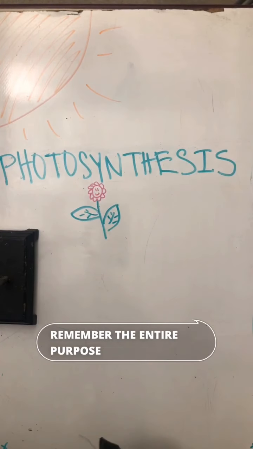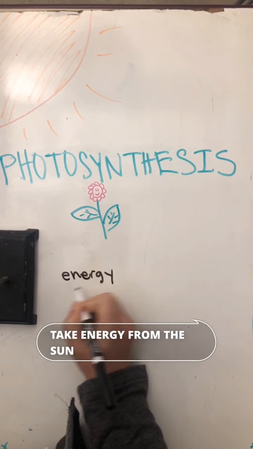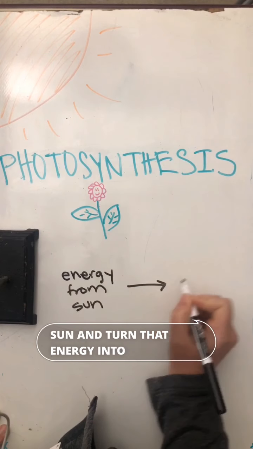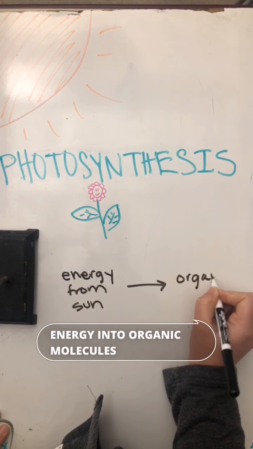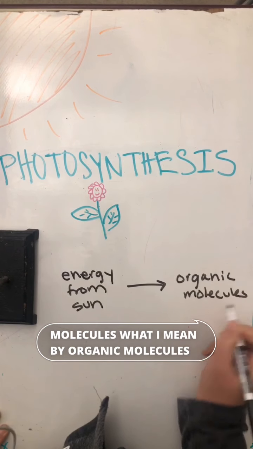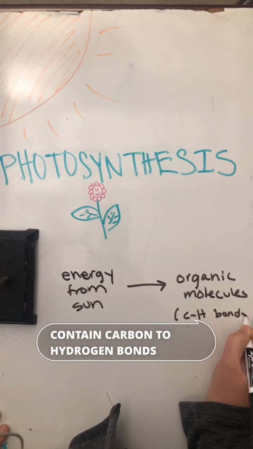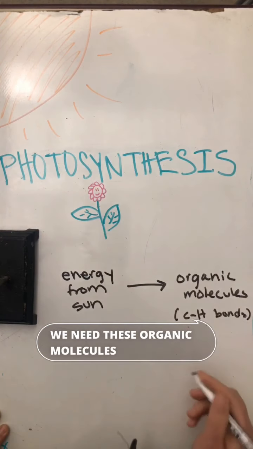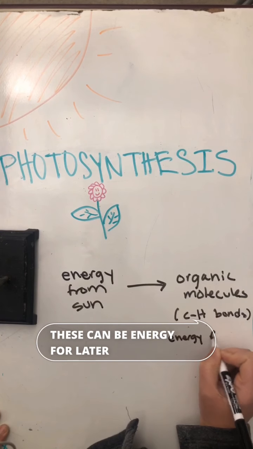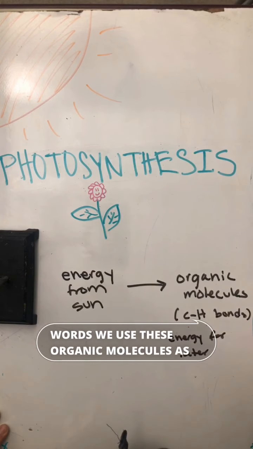Remember, the entire purpose of photosynthesis is to take energy from the sun and turn that energy into organic molecules. And what I mean by organic molecules, those are molecules that contain carbon to hydrogen bonds. And we need these organic molecules because these can be energy for later. So in other words, we use these organic molecules as food.